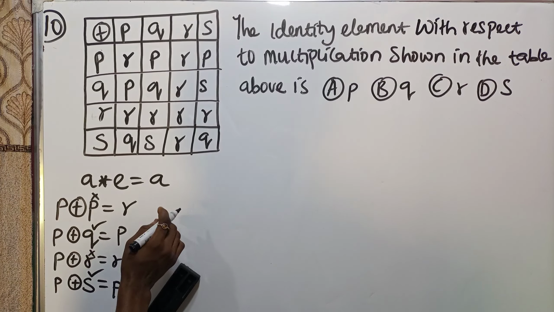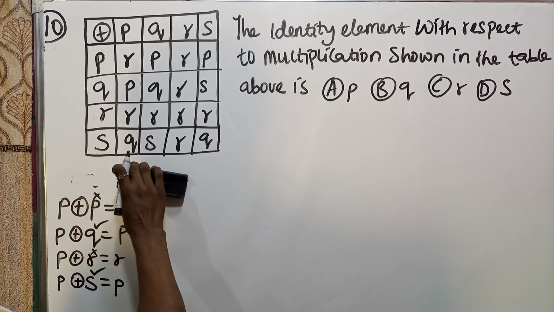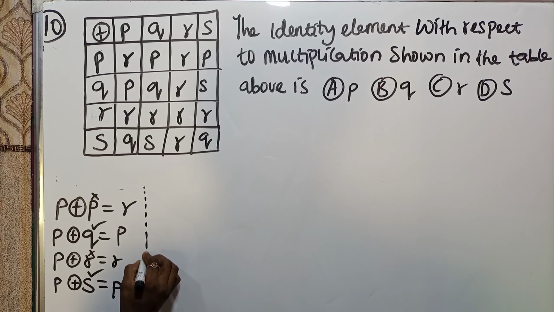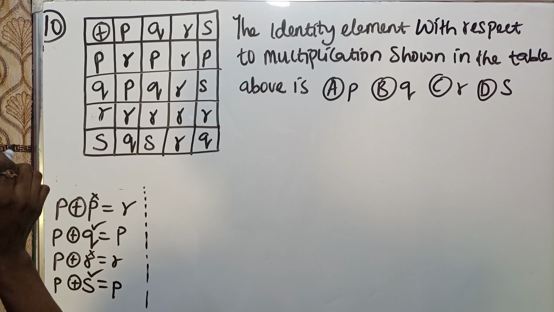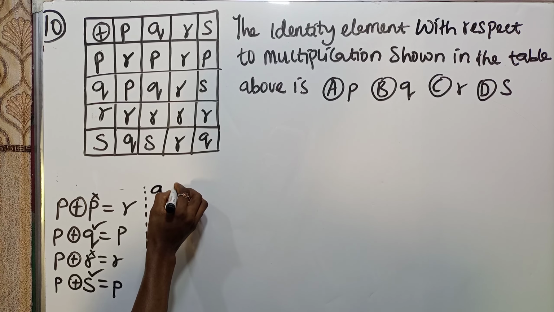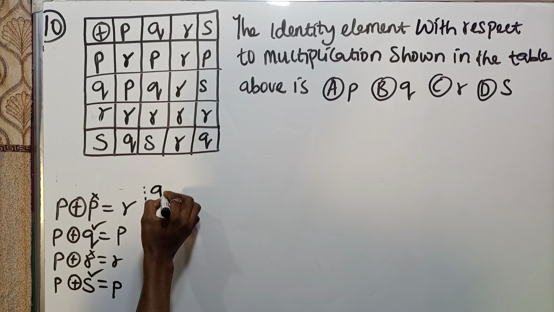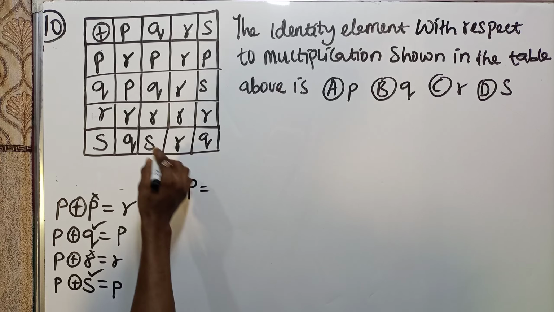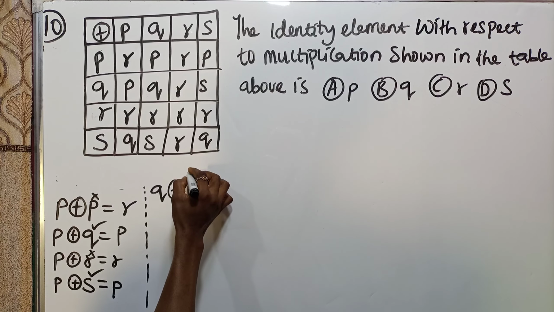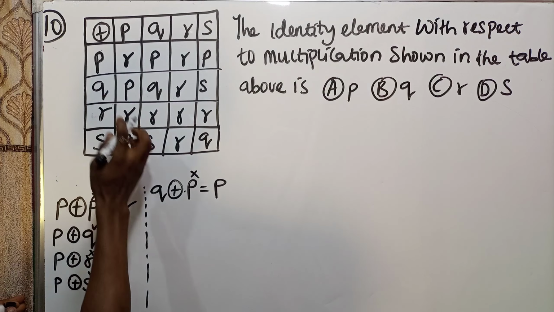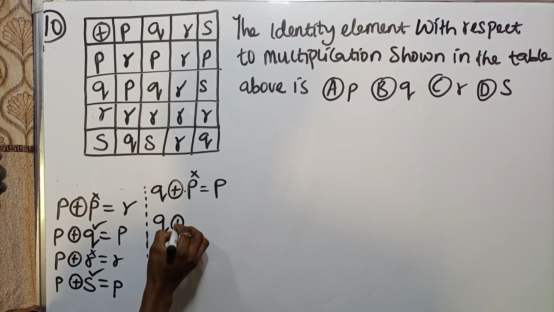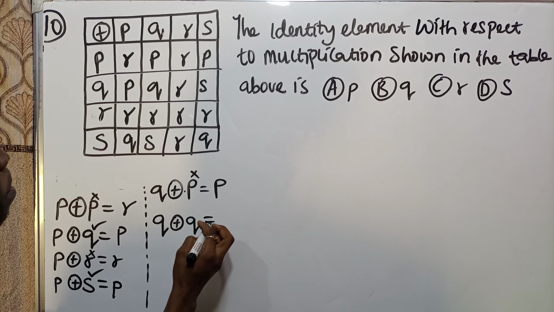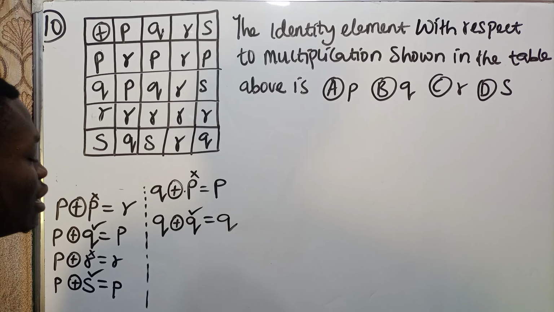So let's go to this Q. So Q operation, I like writing star, operation P gives us P. So it means that P is not an identity element here. So Q operation Q gives us Q. So it shows that Q is an identity element here.